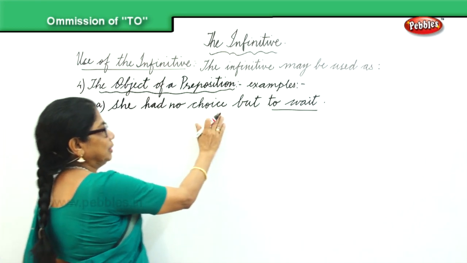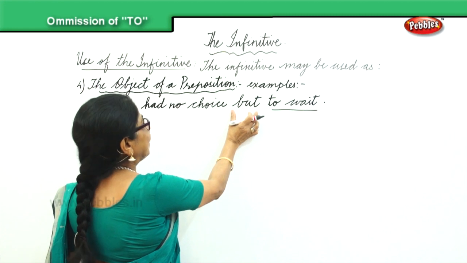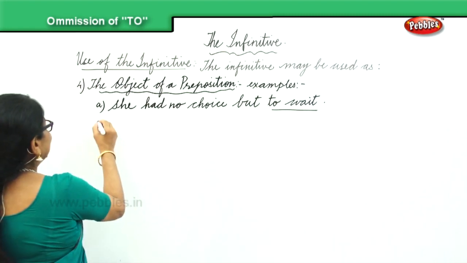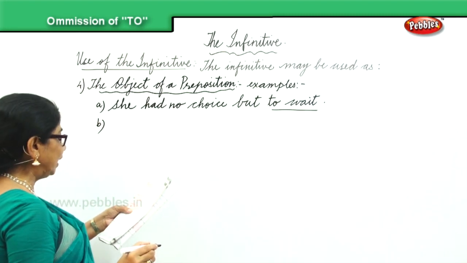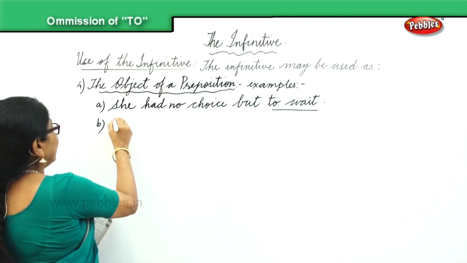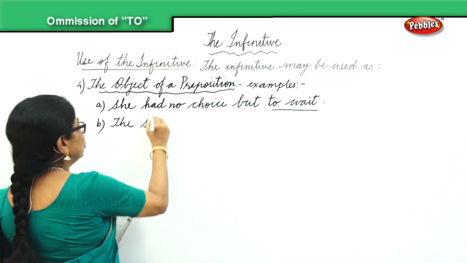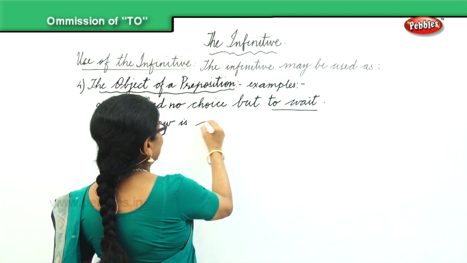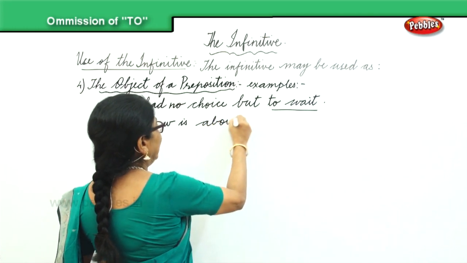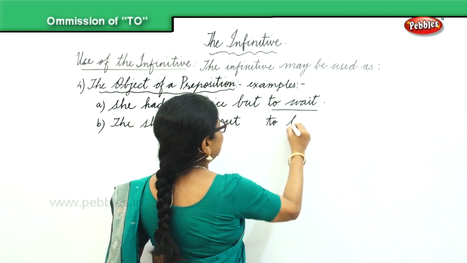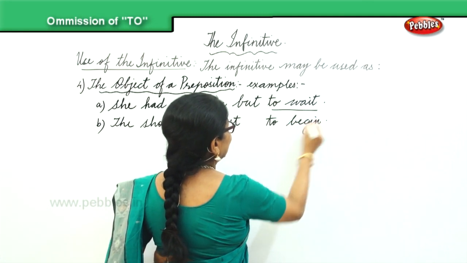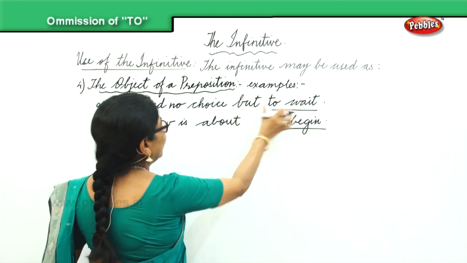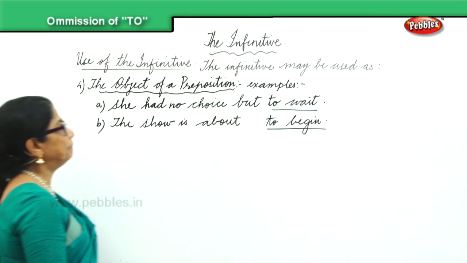Now, she had no choice. Preposition. We are talking about preposition, but to wait. In the second example, object of a preposition, we have, the show is about to begin. About to begin. To begin is the object of the preposition about, and to wait is the object of the preposition but.